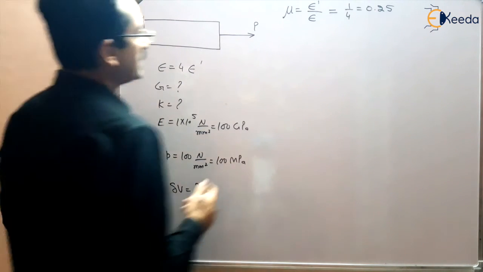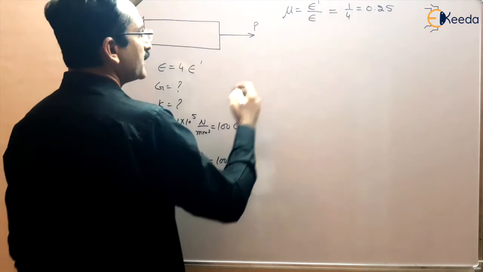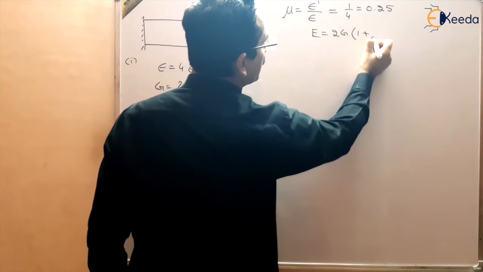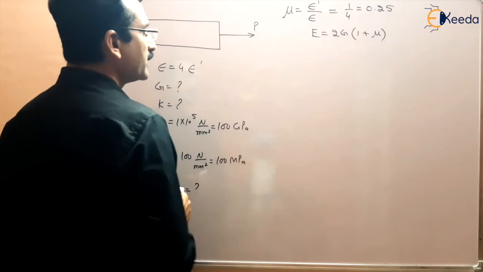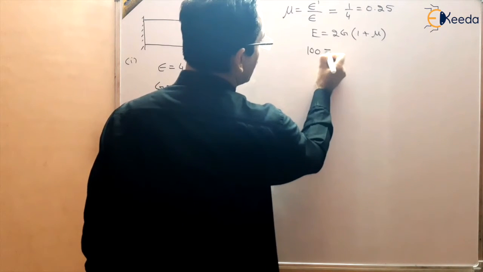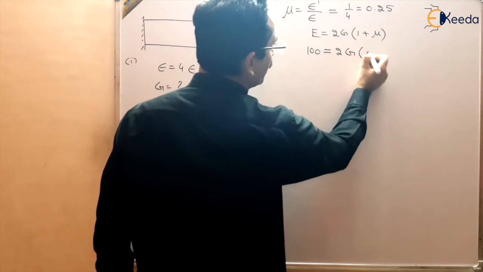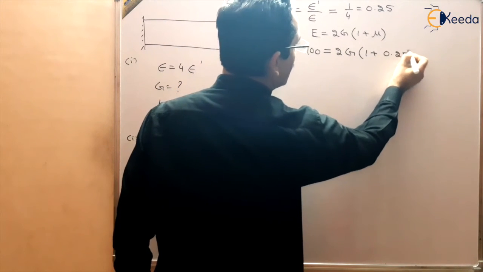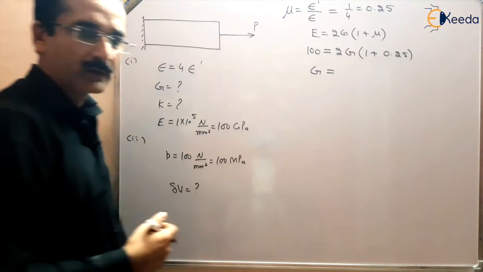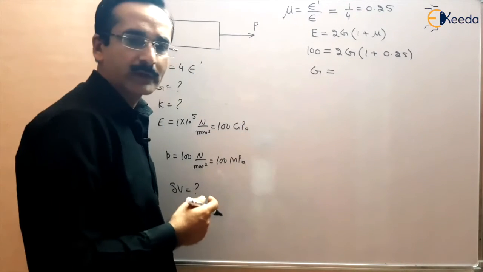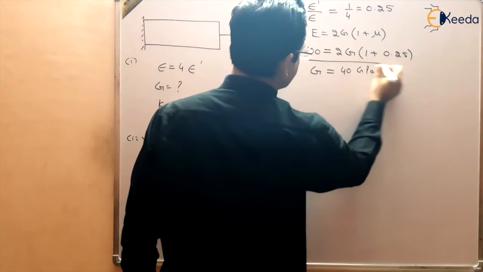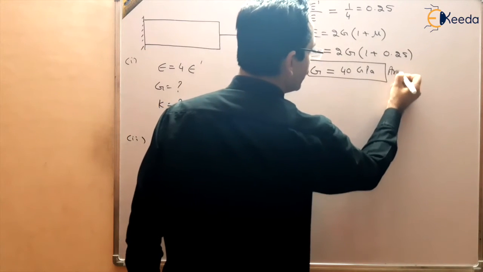Now, what is G? What is the relation between E and G? The relation between E and G is E is equal to 2G(1 plus mu). This you must be knowing, you should remember it. So E is known to us, 100 gigapascal, that is equal to 2 times G, which is unknown and we have to find out, times (1 plus 0.25). So from here we can find out G. The modulus of rigidity of the material can be obtained from here, calculate it using calculator, and you will get the value 40 gigapascal. So this is one of the answers.